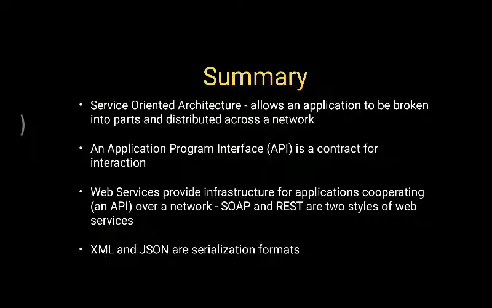Summary: we had discussed the different elements, XML and JSON. Along with that, we have also discussed that service oriented architecture allows an application to be broken into parts and distributed across a network. An application programming interface is a contract for interaction. Web services provide infrastructure for applications cooperating through an API over a network. SOAP and REST are two styles of web services. XML and JSON are serialization formats.